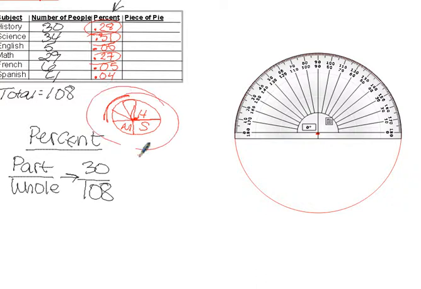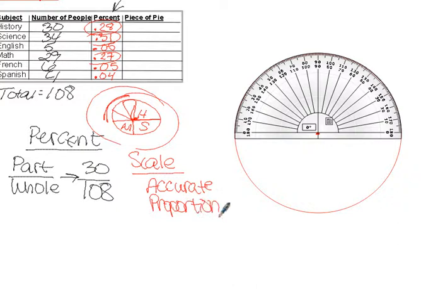To scale means accurate proportions. Since 360 degrees is 100%, we need to know what is the degrees, the piece of our pie, for each of these percents.